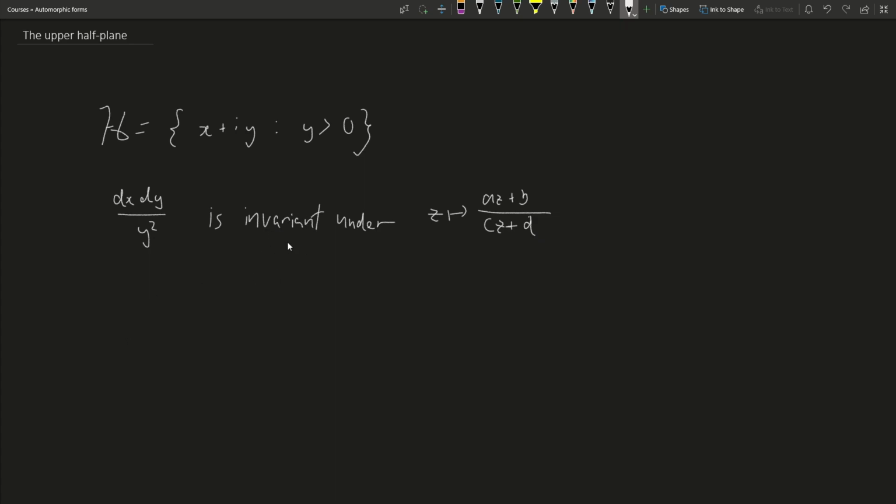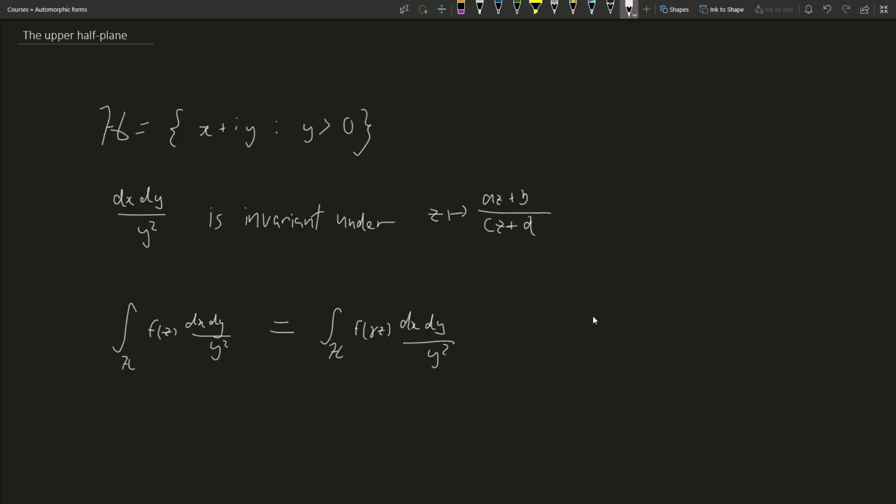What this means, saying this is invariant, is that if you have an integral on the upper half plane of some function f of z dx dy over y squared, that's going to be equal to the integral, still on the upper half plane, of f of gamma z. And then here you can write the same thing, dx dy over y squared. So what we're doing is a change of variables here, but the measure doesn't change.